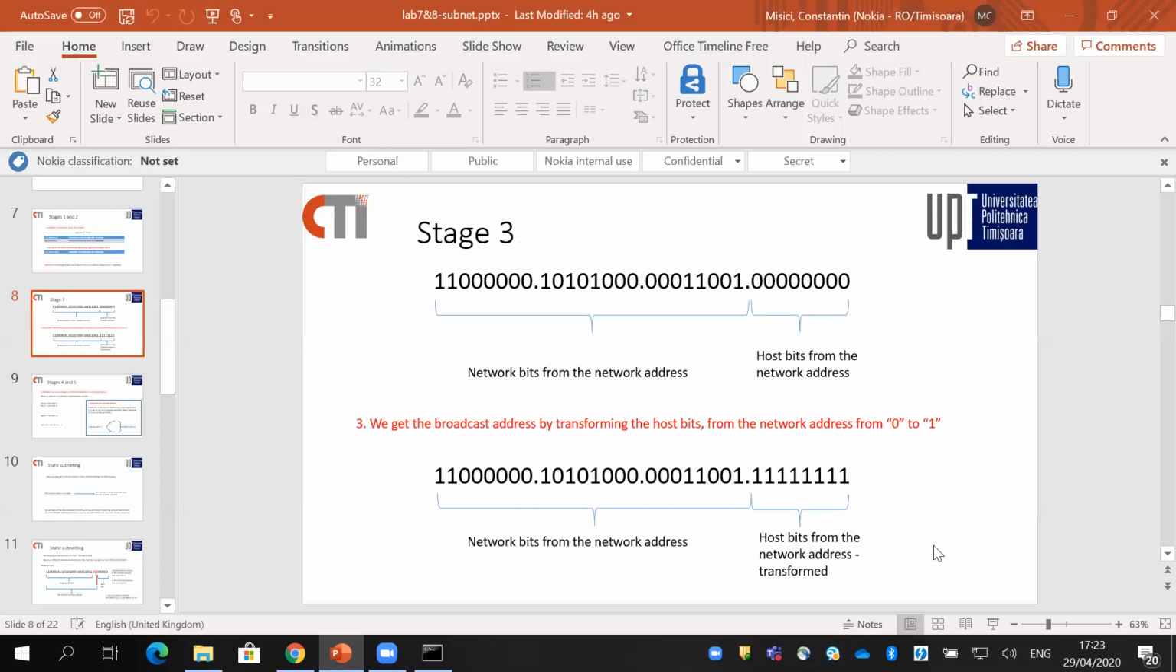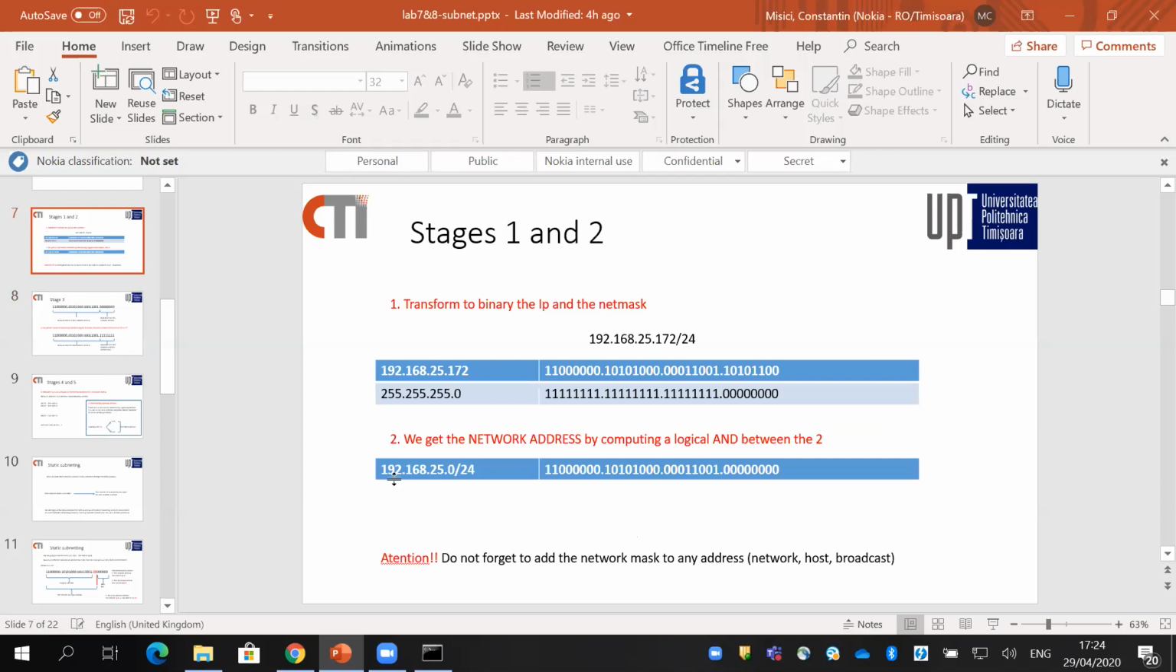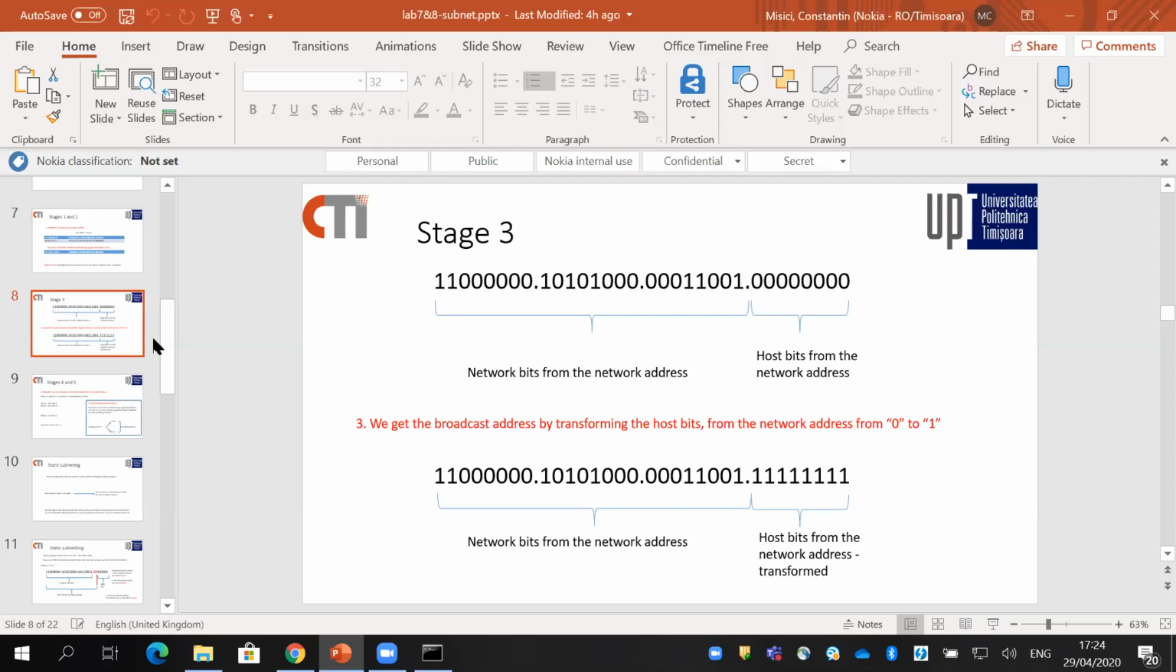So, is it clear up to this point? We're going to have a few more examples down the line. I know it's a bit strange right now. So, in order to get the network address, we do a logical AND. Afterwards, we get the broadcast address by taking the host bits and transforming them from 0 to 1.